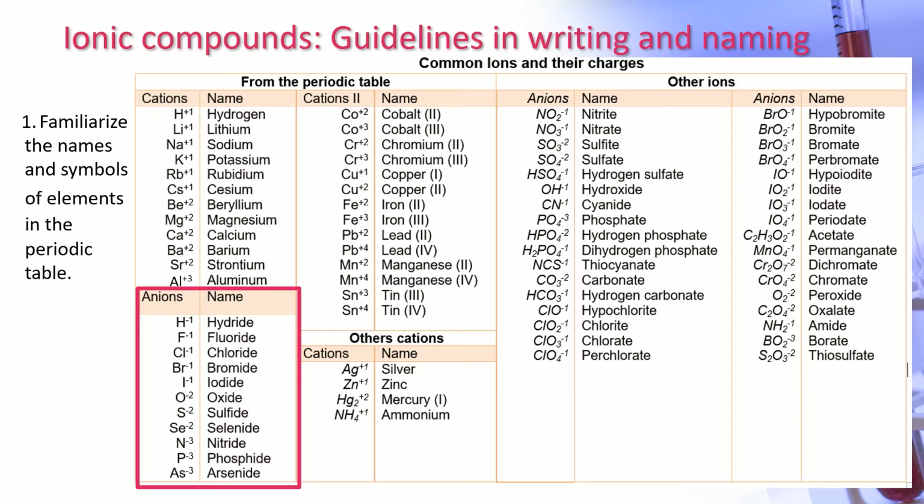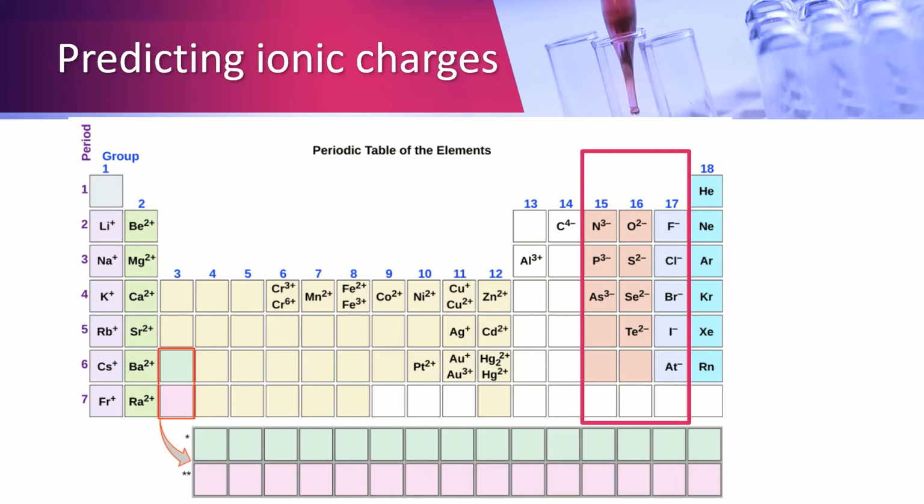For common anions, elements in group 7A have a charge of -1, group 6A a charge of -2, and group 5A a charge of -3. These are shown in this periodic table. If you notice, group 8A has no charge because these are inert gases.